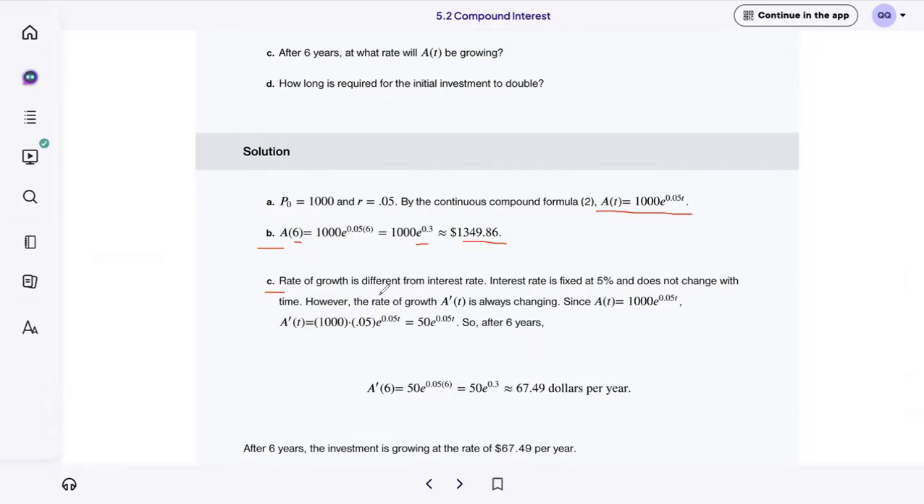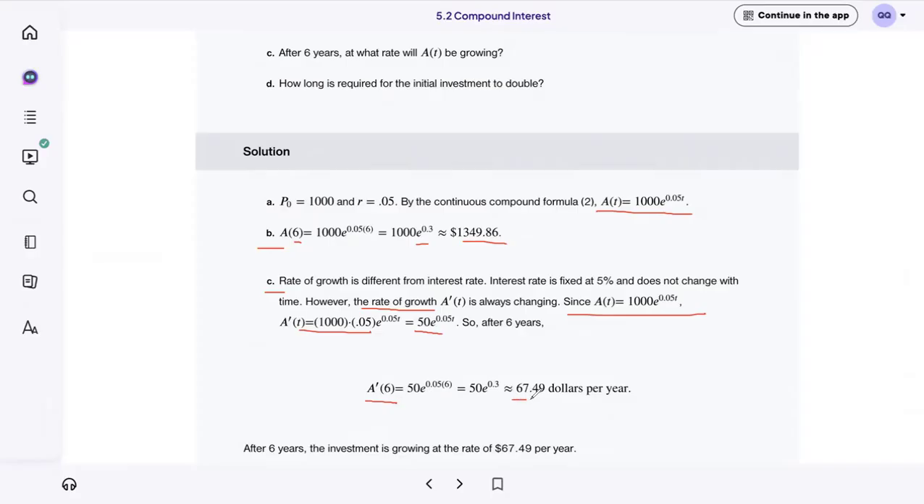So C is asking the rate of change. So rate of growth is different from interest rate. Interest rate is fixed at 5% and does not change with time. However, the rate of change, remember rate of growth or rate of change is a derivative of the function. So when we take the derivative of this, what do we get? We get 1,000 multiplied by 0.05, then multiplied by e raised by 0.05t. So 0.05 times 1,000 gives us 50, right? 50 times e raised by 0.05t.